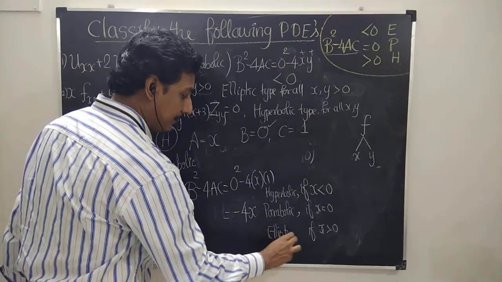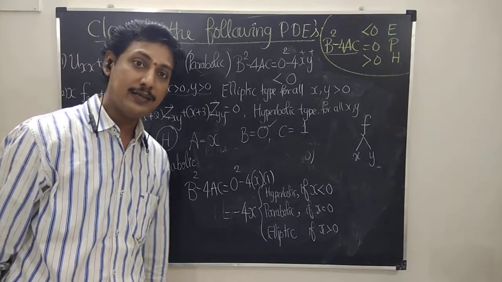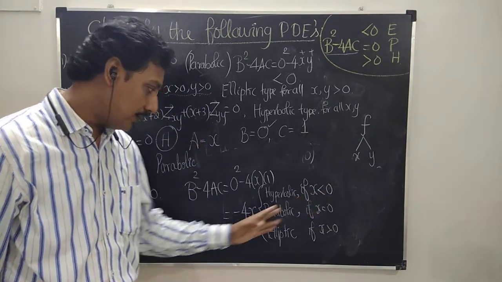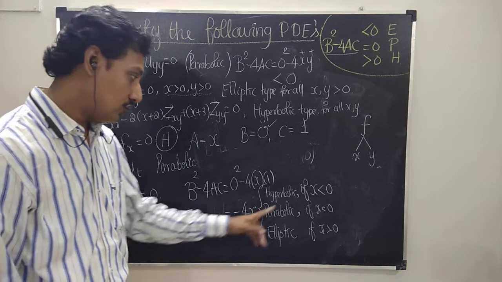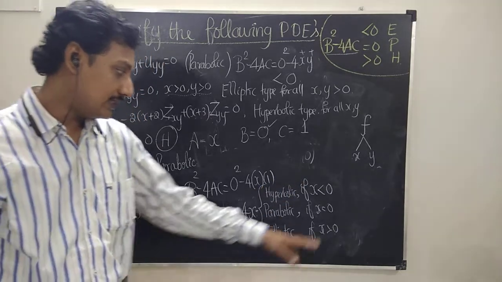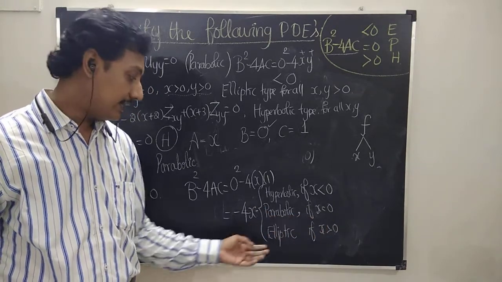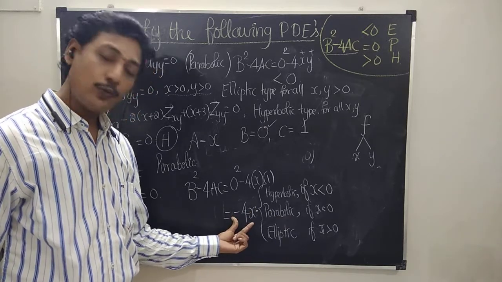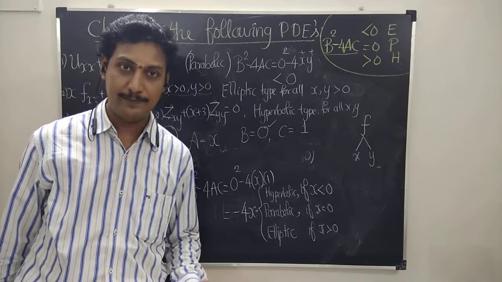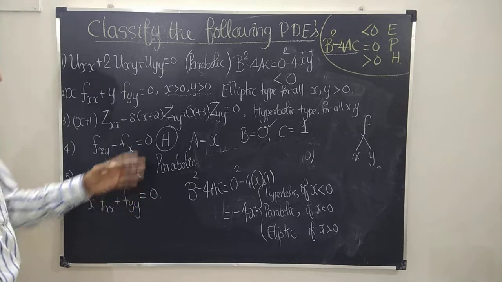So the same equation can be classified into three types, depending upon the nature of x. If x is negative, this value becomes positive, so this becomes hyperbolic. Suppose x is 0, this value becomes 0, so this becomes parabolic. And if x is positive, this product value becomes negative, so this comes under the elliptic category. So the range, the domain, the limit of the variable is very, very important.